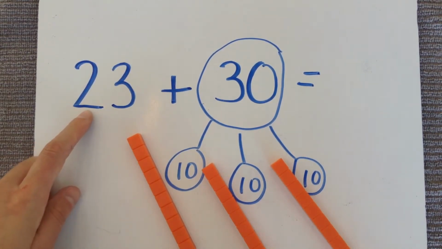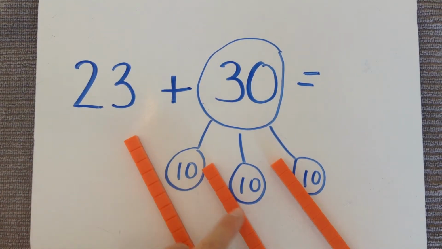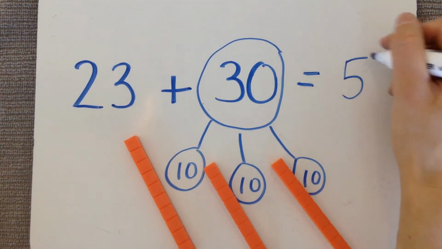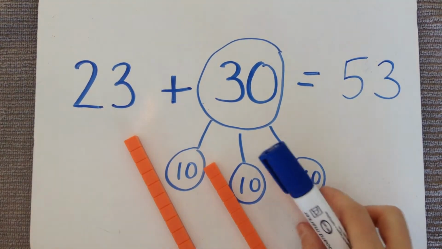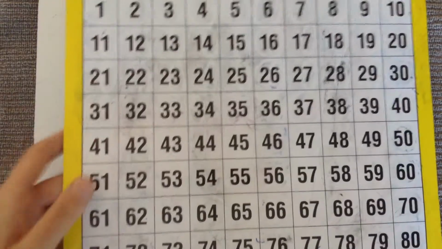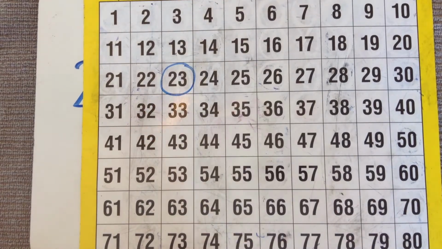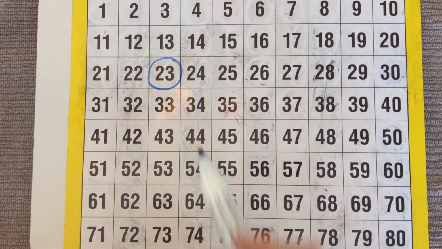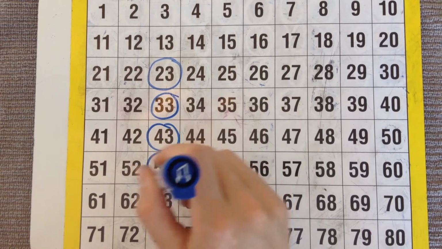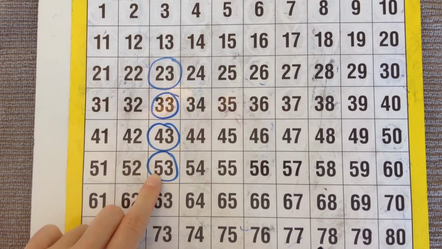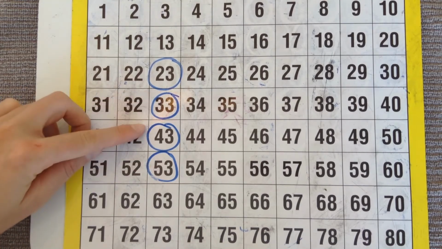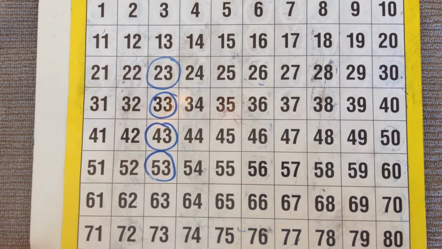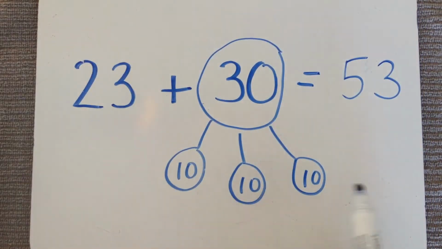Now let's add 10 more. 33. Then 43. Then 53. We can double check our answer on our 100 chart. We started at 23, and then we skip counted by tens 3 times. 1, 2, 3, and we landed on 53. Remember, every time we go to the next level, it's 10 bigger. 10 bigger, 10 bigger. And in total, it made 30 bigger because we did it 3 times.